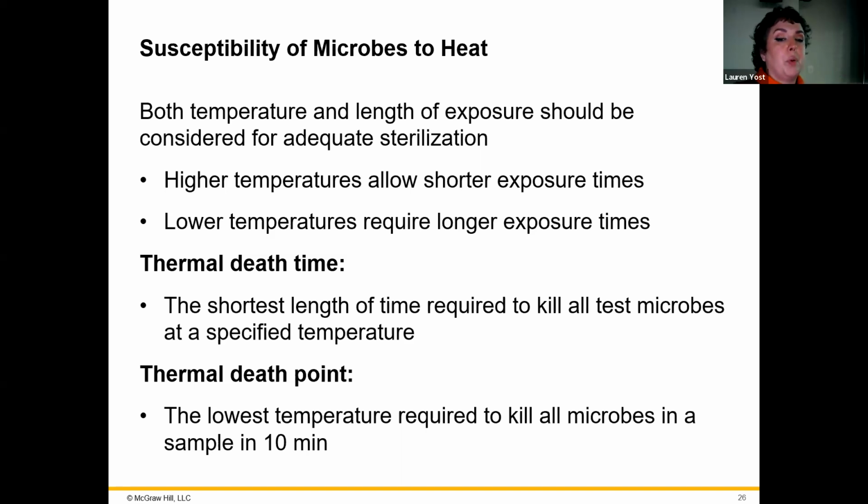And then the thermal death point is the lowest temperature that you would need in order to kill a microbe in 10 minutes. So whatever your microbe is, what's the lowest temperature that you can expose that microbe to for 10 minutes to ensure that it is killed? All right, so this is different for different organisms, but that's what these terms are referring to.